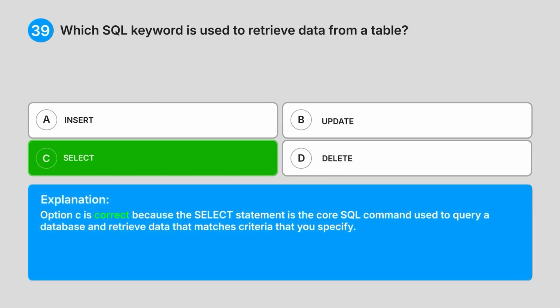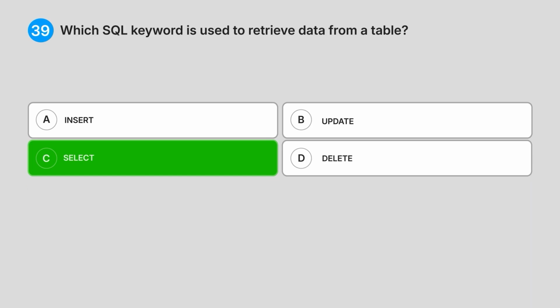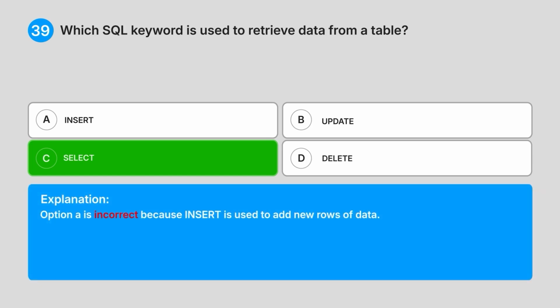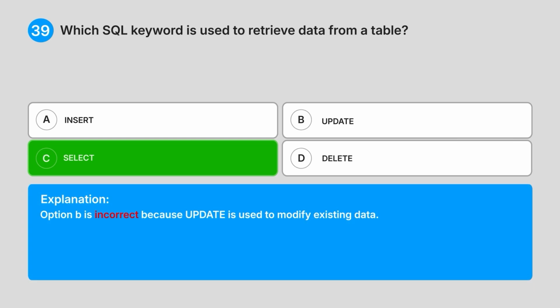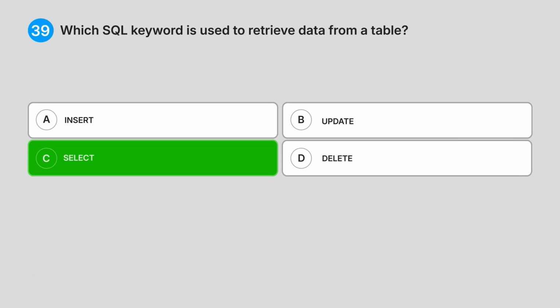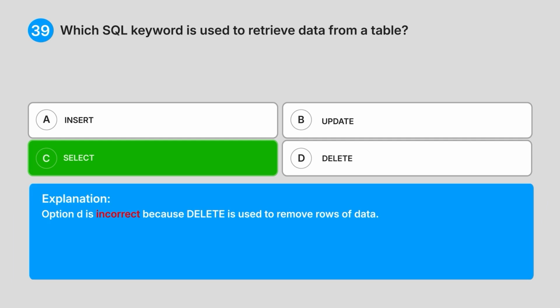Explanation: Option C is correct because the select statement is the core SQL command used to query a database and retrieve data that matches criteria that you specify. Option A is incorrect because insert is used to add new rows of data. Option B is incorrect because update is used to modify existing data. Option D is incorrect because delete is used to remove rows of data.